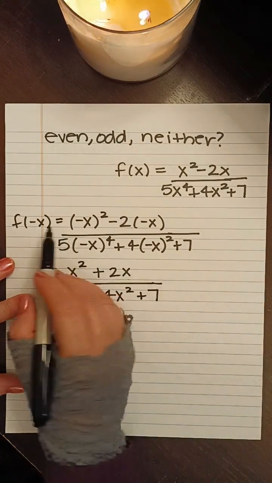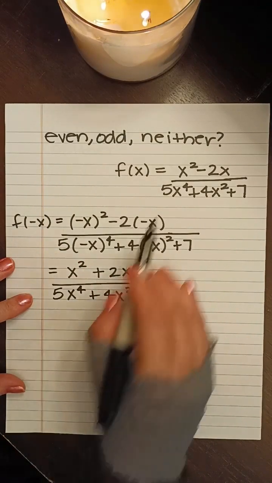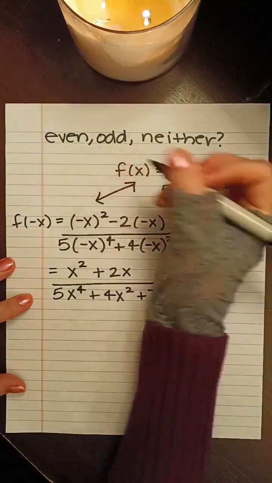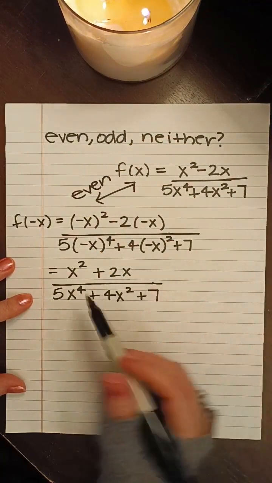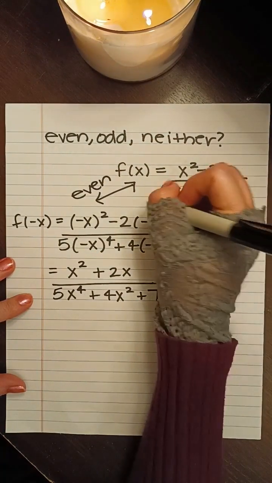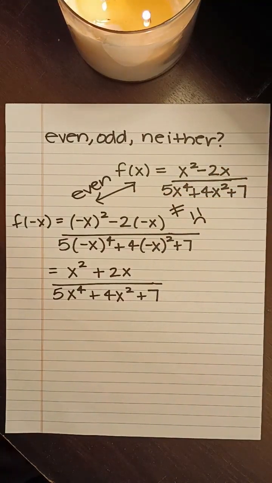Now, if the result from f of negative x is the same as f of x, if these two are the same, then f of x is an even function. Well, clearly this isn't the same as this because this has a minus and this has a plus. So they're not equal. So f of x is not an even function.